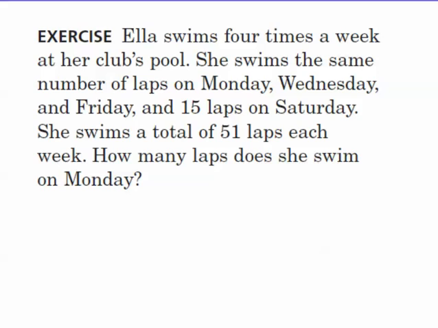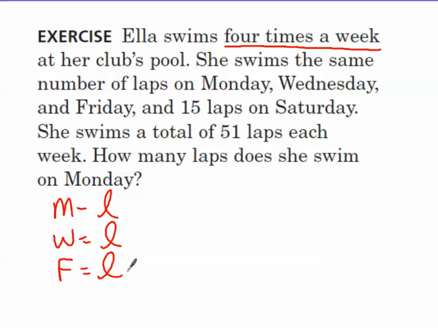So Ella swims 4 times a week. So we know we've got 4 things. Okay, at her club's pool. She swims the same number of laps on Monday, Wednesday, and Friday. So Monday, Wednesday, and Friday we know are going to be the same. So we could represent that with L, number of laps. So on Monday, she swims L laps. On Wednesday, she swims L laps. And on Friday, she swims L laps. Okay? And then on Saturday, we know she swims 15 laps.